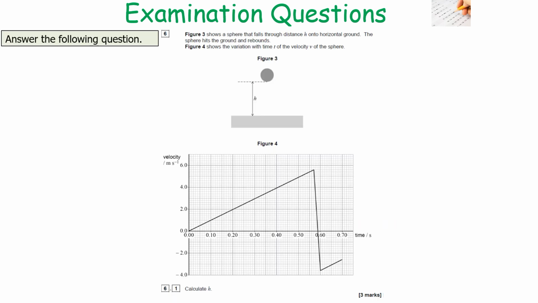The next question shows figure 3, which shows a sphere that falls through a distance h on the horizontal ground.